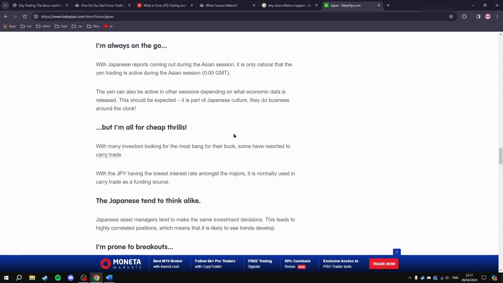I'm always on the go. With Japanese reports coming out during the Asian session, it is only natural that yen trading is active during the Asian session. The yen can also be active in other sessions depending on what economic data is released. This should be expected. It is part of Japanese culture. They do business around the clock.